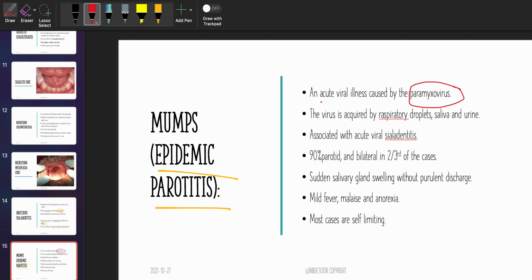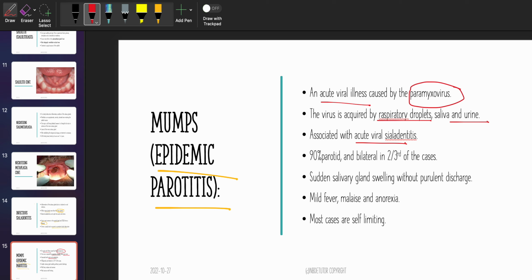Again, mumps is an acute viral infection caused by paramyxovirus. The virus can be acquired by respiratory droplets, saliva, and urine. It is associated with acute viral sialadenitis. We just studied about it in the previous slide: infectious sialadenitis can be viral or bacterial, so this one is acute and viral. 90% occur in the parotid gland, and it is bilateral in two-thirds of the cases.